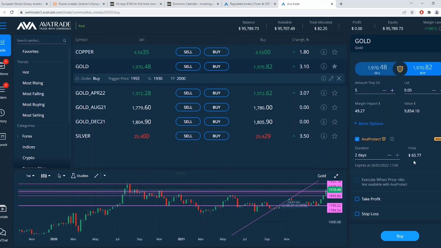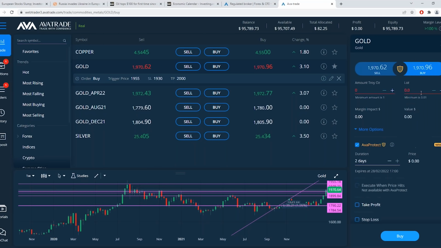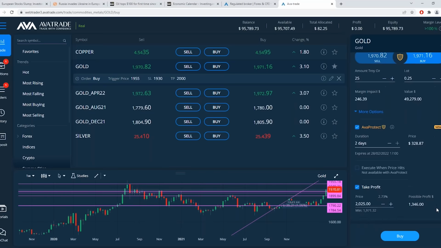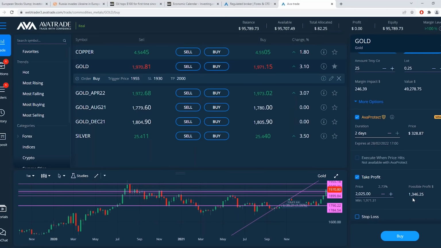Maybe I put a couple days protection here, and I put a trade of, I don't know, quarter of a lot. And I say, wow, I can protect 25 ounces of gold for only $328 for 2 days. I could put a take profit up here of, I don't know, 2,025, which was nowhere near that high I was showing you of 2,070 plus. And look at my potential profit. Over 1,300, I only pay 328 for the premium.